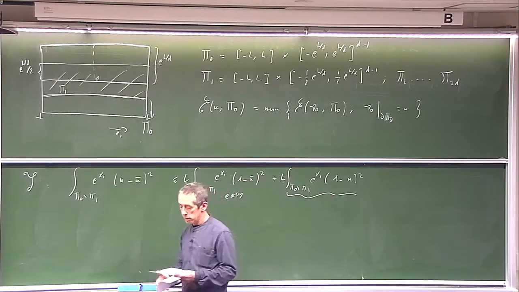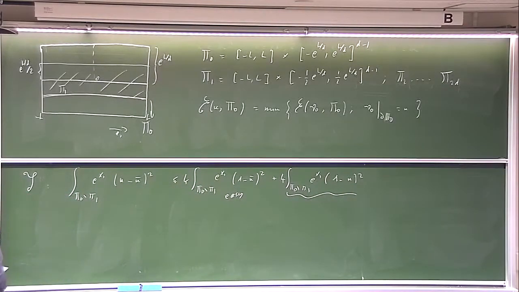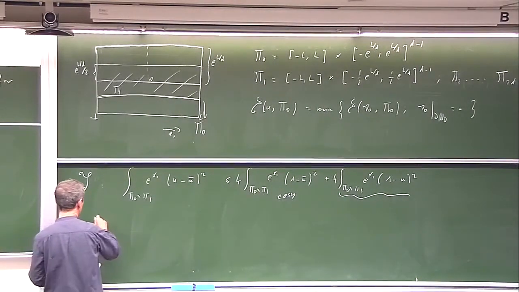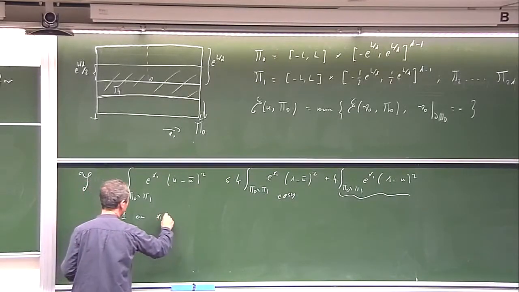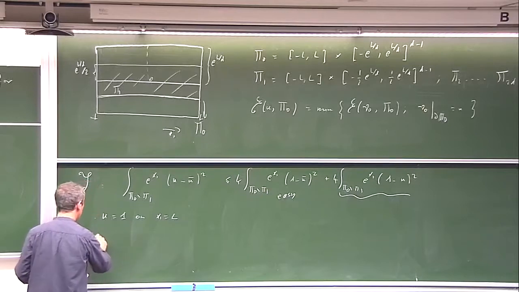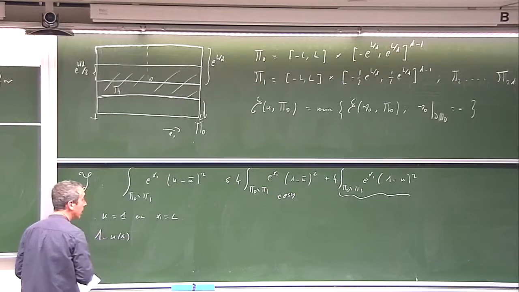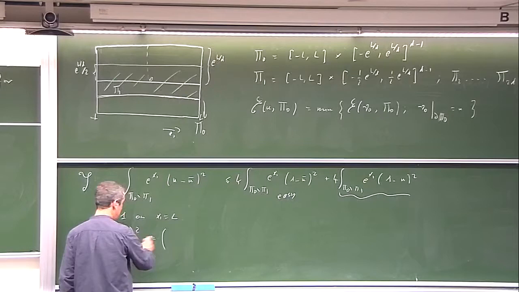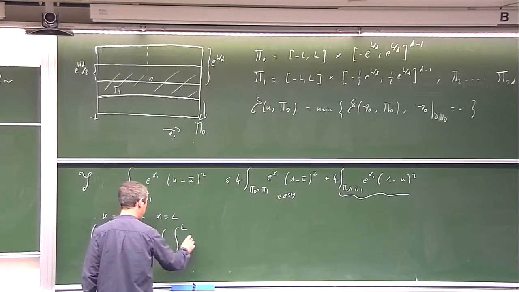Now we do the same thing as in dimension 1. So to estimate this term, we just remember that u equals 1 on the set where x1 equals n. So when we look at 1 minus u of x, let's say squared, this is the integral from x1 to n of the derivative.